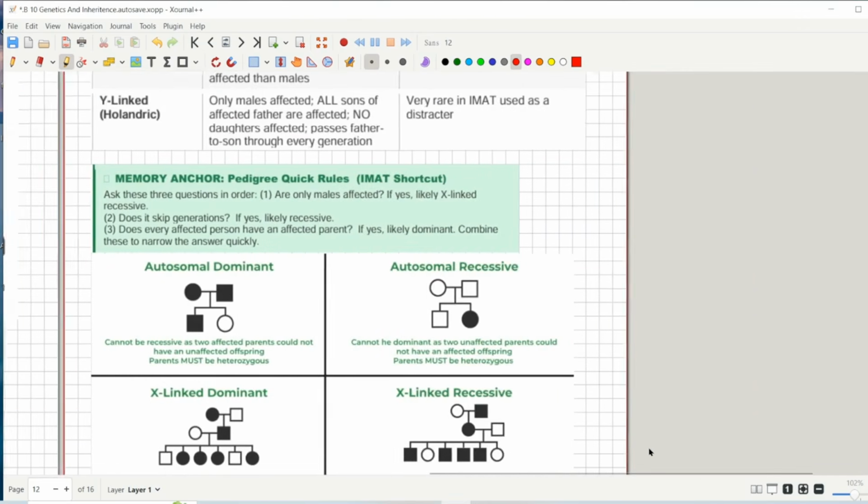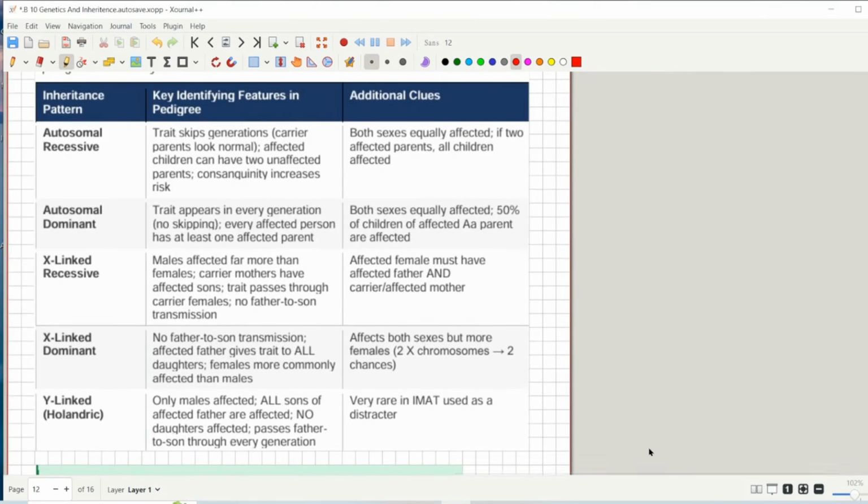Okay, so let's talk about some of the key identifying features. For example, if you are given an MCQ, then these are the clues that can help you to identify whether it is autosomal recessive, autosomal dominant, X-linked recessive or X-linked dominant. If both sexes, males and females, are affected equally, then you will know that the disease is not X-linked or Y-linked. The disease is being passed through an autosomal chromosome. Autosomal chromosomes are given to both males and females equally, right? So if both sexes are affected equally, then it is going to be an autosomal disease.